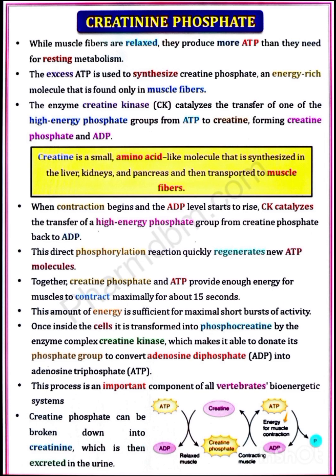When the contraction begins and the ADP levels start to rise, creatine kinase catalyzes the transfer of one high-energy phosphate group from creatine phosphate back to the ADP. This direct phosphorylation reaction quickly regenerates new ATP molecules. The creatine phosphate and ATP provide enough energy for muscle to contract maximally for about 15 seconds. This amount of energy is sufficient for short bursts of activity.